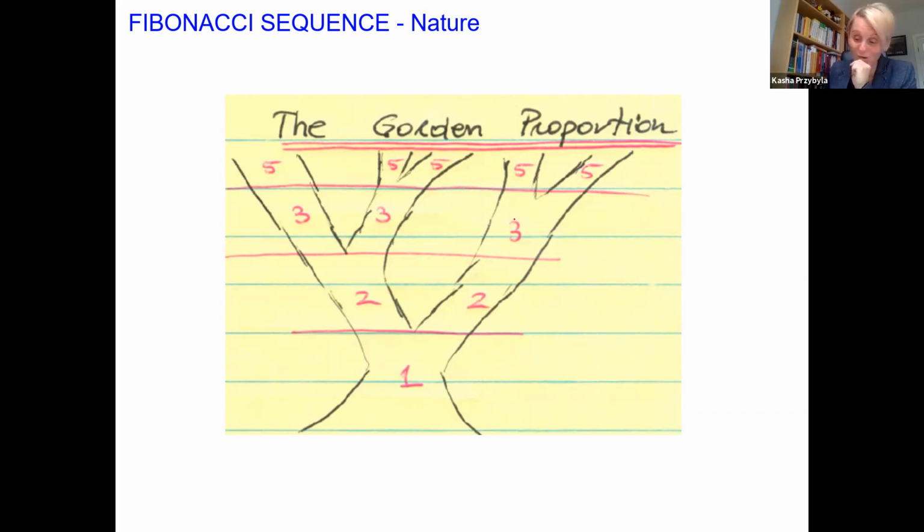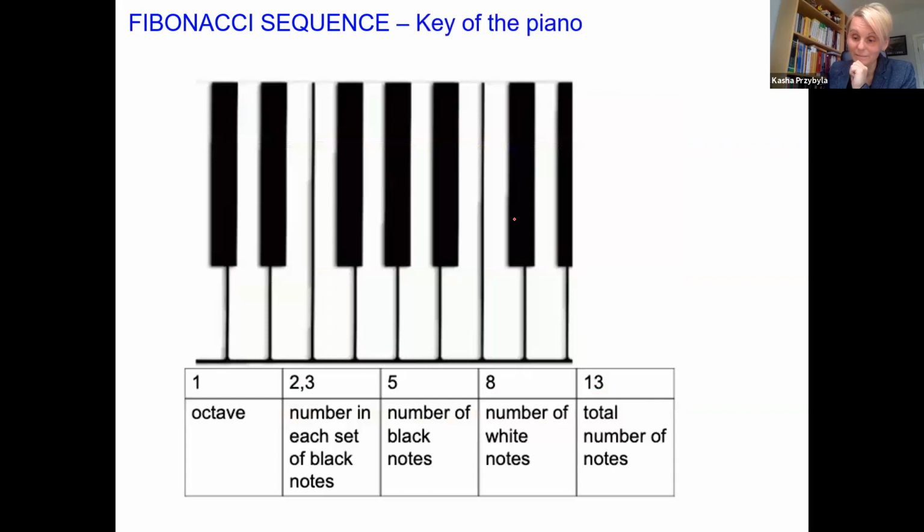Okay, that's one thing. But also the music. You probably know piano. I mean, maybe you play, maybe you definitely saw it. We have 1 octave, and then we have 2 and 3 numbers of each set of black notes. We can see 2, 3, 2, 3, which together is 5 black notes, and then 8 white notes in 1 octave, and then 13 total notes.